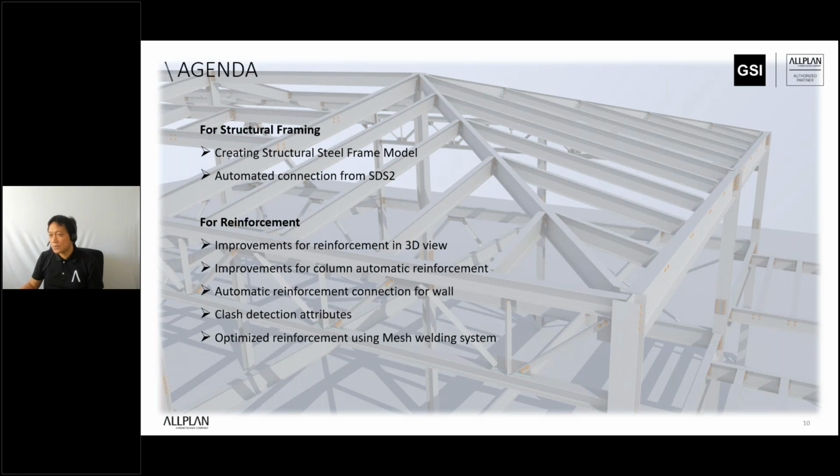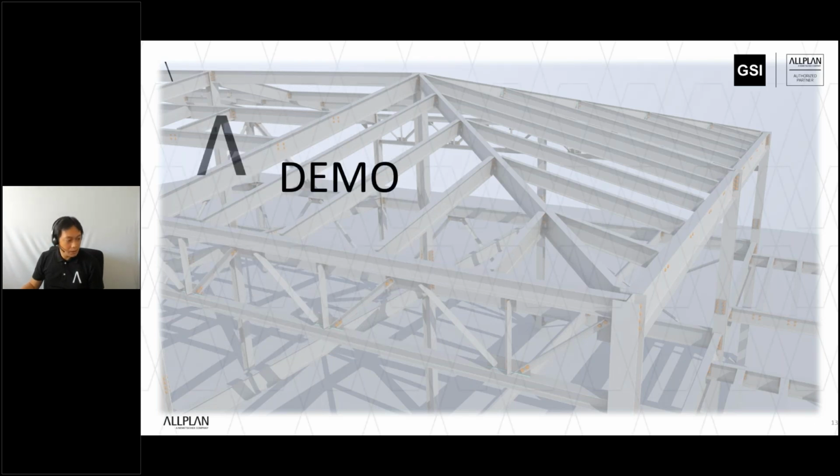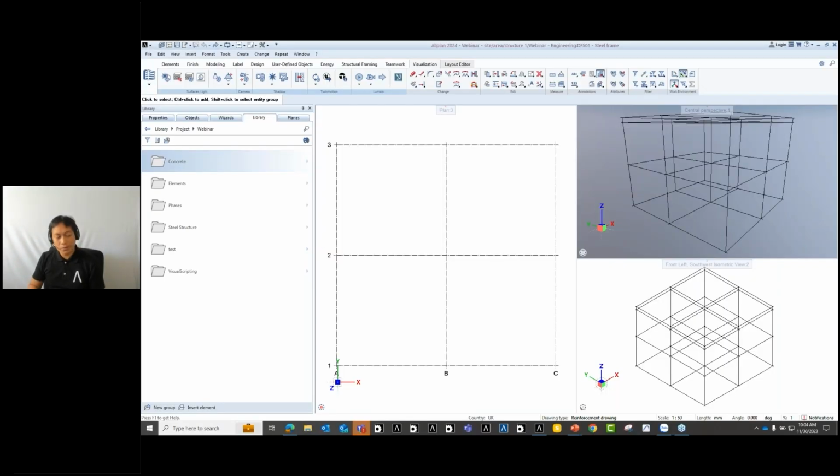Okay, so we go now to the demo, and let me just change my sharing screen. For those who haven't seen the Allplan interface, just to give you some overview of what you can see, we have the normal windows for the plan view, the isometric view, and the 3D render view or animation view.